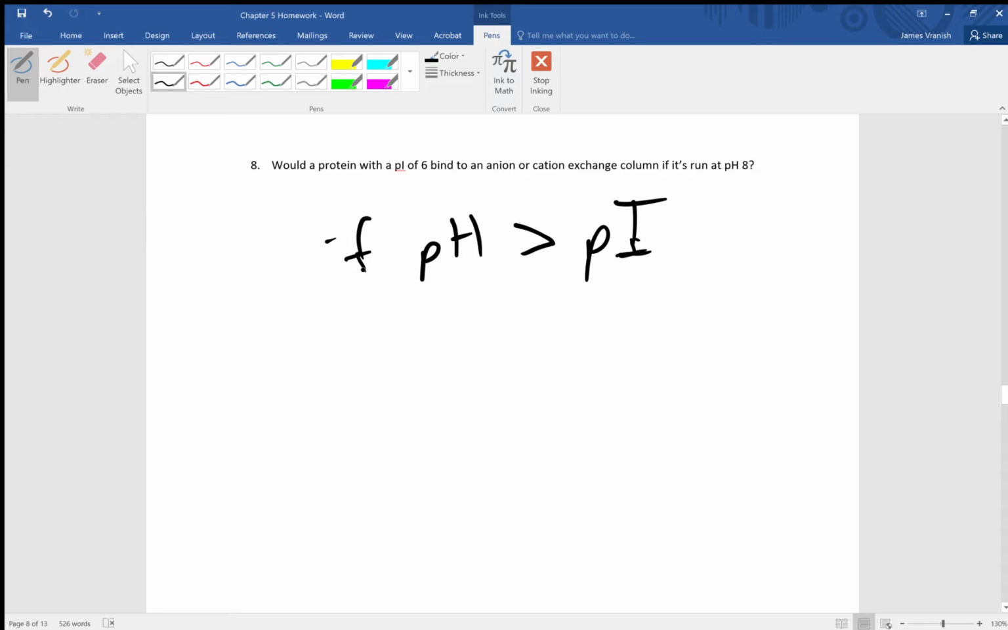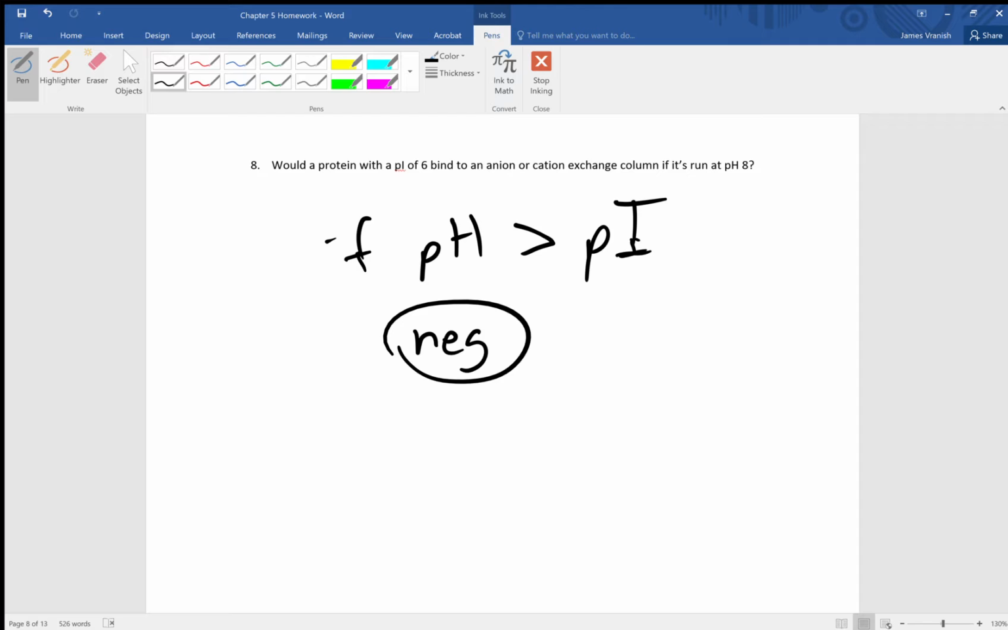then basically at high pH, there's not enough H plus anymore to make the charge be 0. So if our pH is greater than the pI, we don't have enough H plus, and so our protein has a negative charge to it. All right, net negative charge. Now the question is, which type of column will our protein bind to?